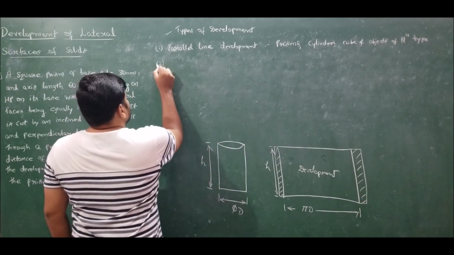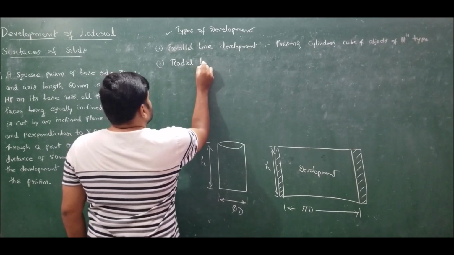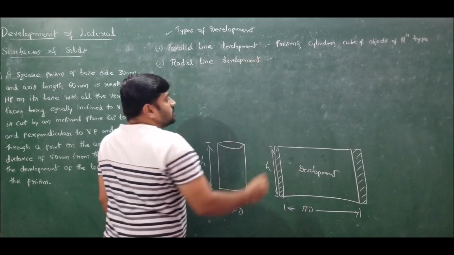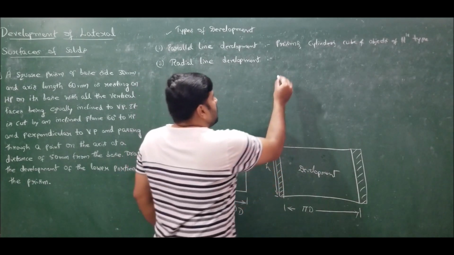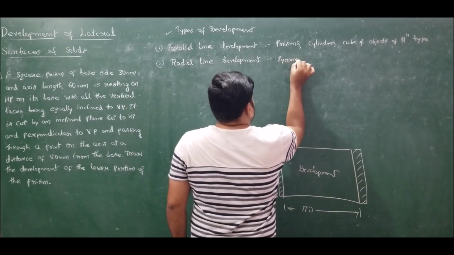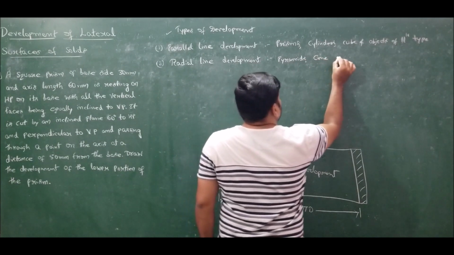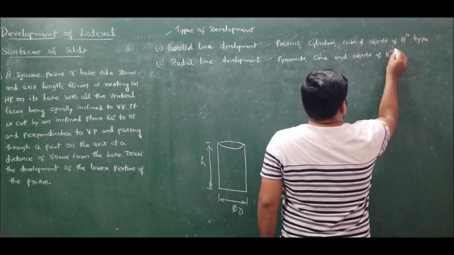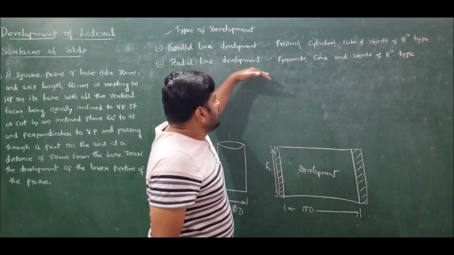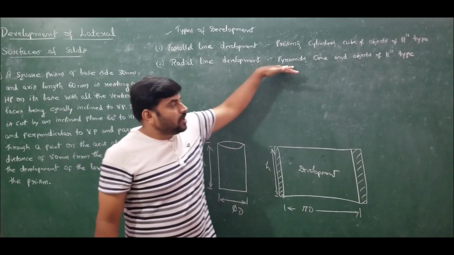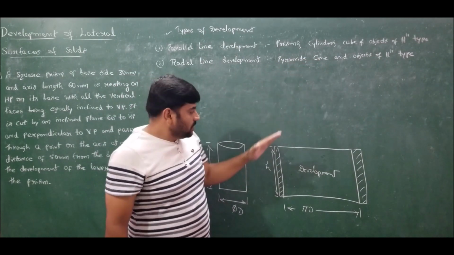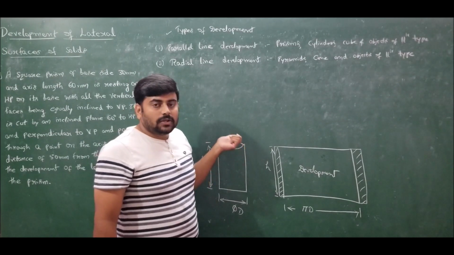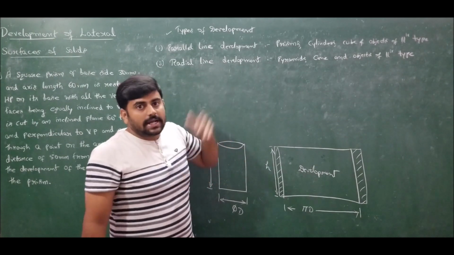Next, moving to the second one, that is radial line development. Radial line development is employed for development of objects such as pyramids, cones and objects of similar type, wherein the vertical surface or the vertical edge will be inclined, and all these are connected to a common apex. So such objects are developed by using the radial line method.